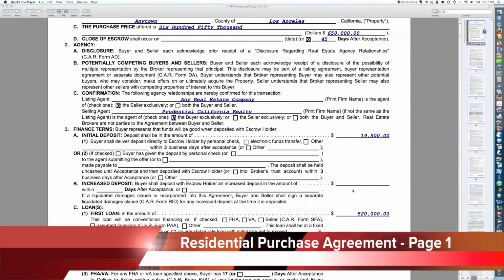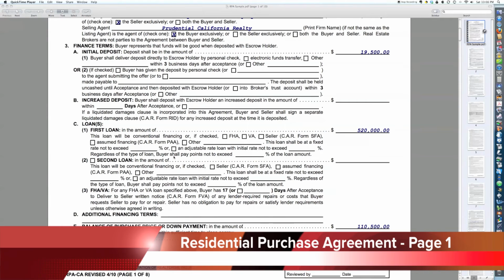3B is an increased deposit. Sometimes the seller may negotiate that once contingencies have been removed or other kinds of things, you want to increase the deposit beyond the initial 3%. In this case, John and Jane are not offering that up front. That could, of course, be negotiated during a counteroffer.